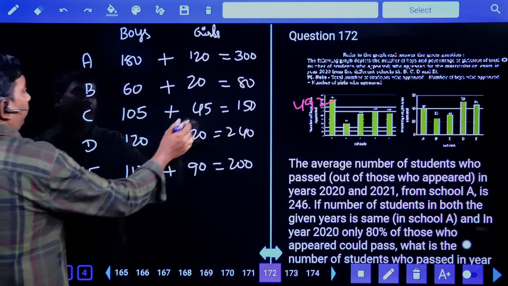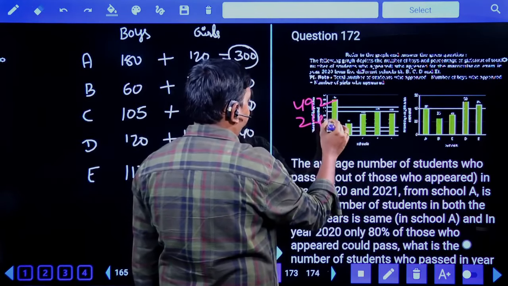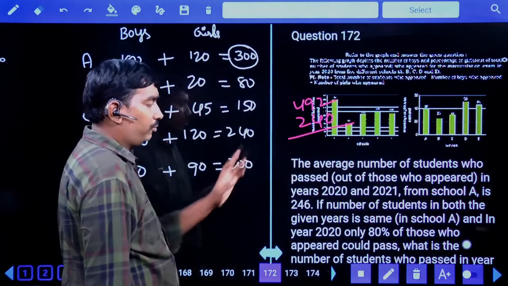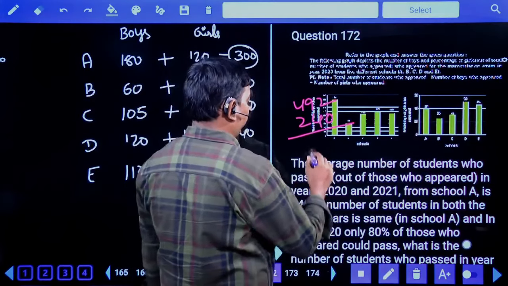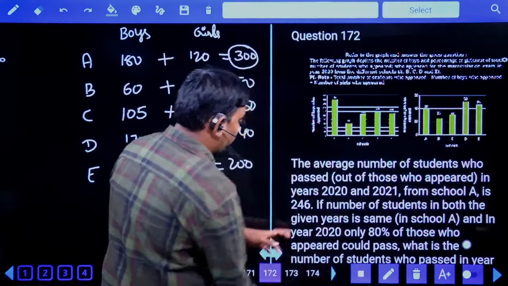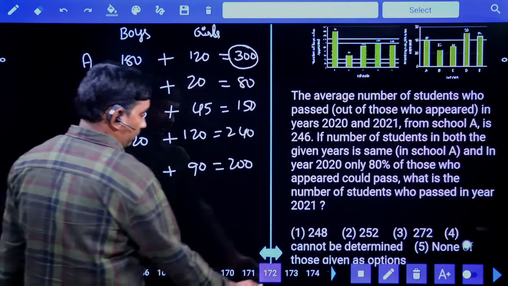So school A total 300. Out of 300, 80% means 240 students. So remaining from 2021, 492 minus 240 means 252 students. Next.